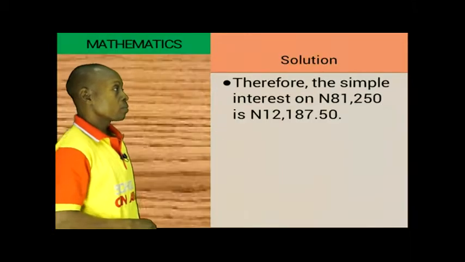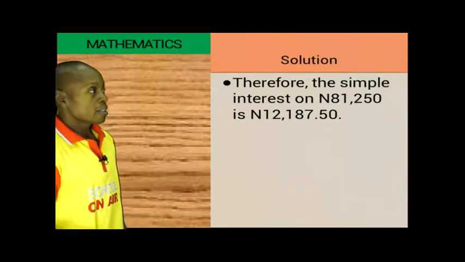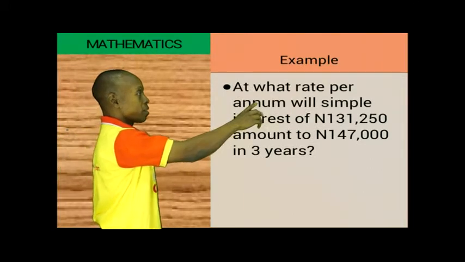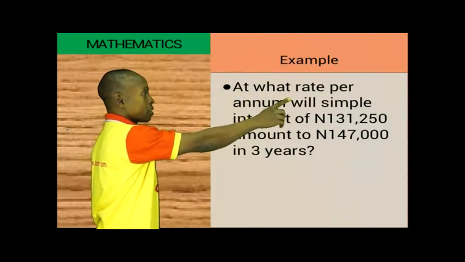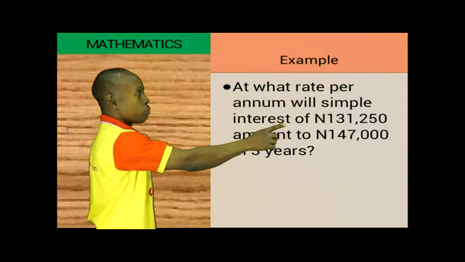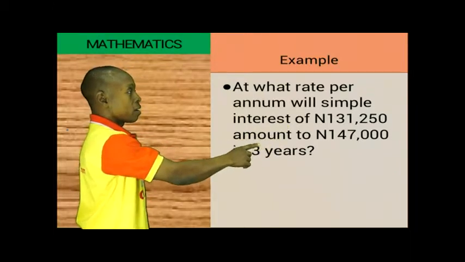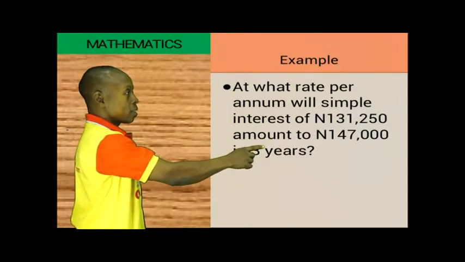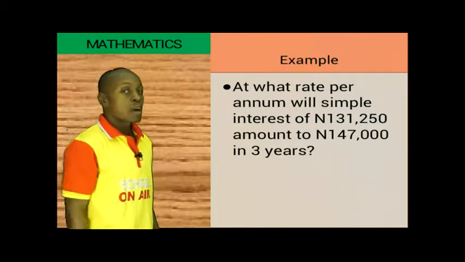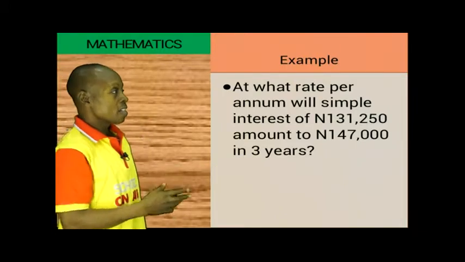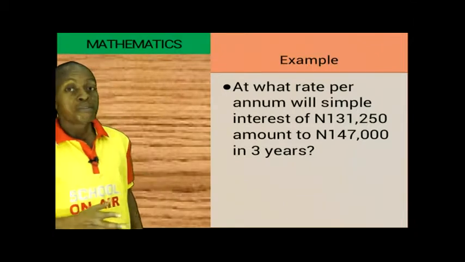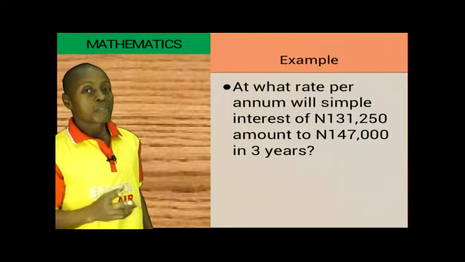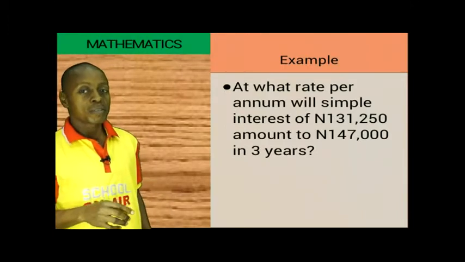Let's take another example, the second example. This time around, we are asked to get the rate. The question says, at what rate per annum will simple interest make 131,250 naira amount to 147,000 naira in 3 years? What's the rate at which we will get 147,000 naira from 131,250 naira? 131,250 naira will amount to 147,000 naira.